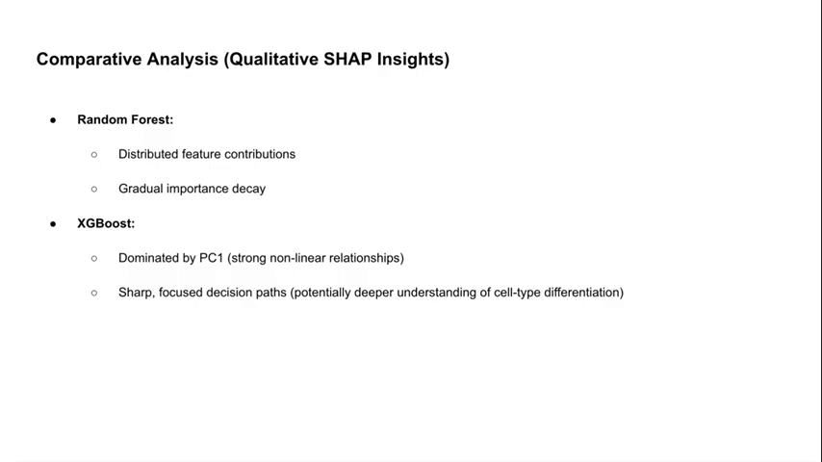The SHAP plots also told an interesting story. Random Forest had a flat distribution. Feature importance was spread out, which helps with robustness but limits focus. XGBoost, on the other hand, was dominated by PC1 and showed sharp class-specific patterns. That indicates deeper, more decisive learning.